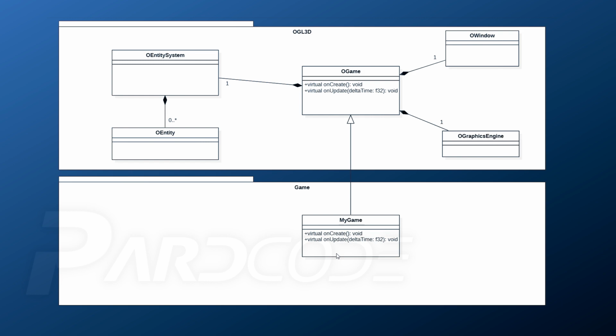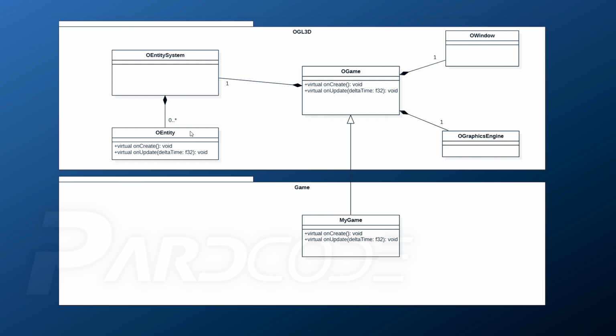Now, as we have already done with the OGame class, we can add the onCreate and onUpdate virtual methods to the OEntity class. The onCreate method is called when the entity is created. The onUpdate method, instead, is called at each iteration of the game loop, and so at each frame, providing the delta time value to allow the implementation of movements, animation, and so on.